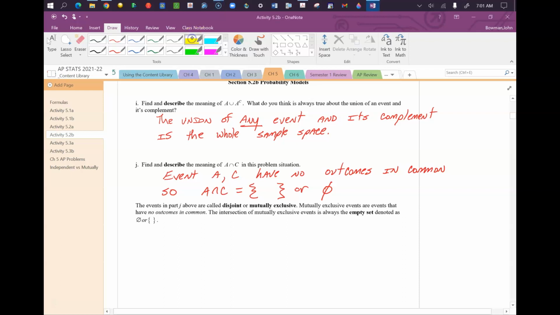There's two ways you can note that. You can do brackets with nothing in it, or you can draw a 0 with a slash through it. Two events are called disjoint or mutually exclusive. Those are the same thing if their intersection is the empty set, if they have no outcomes in common.